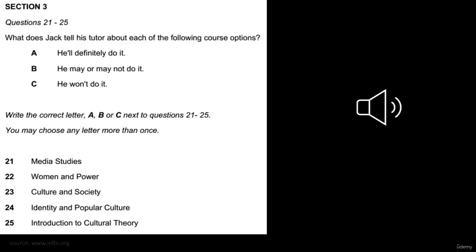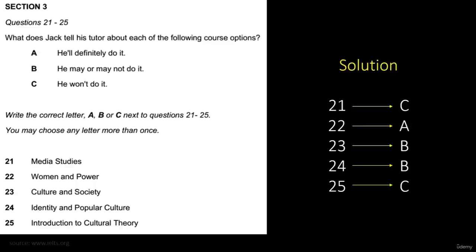Good, we are back. I hope you could find the tricky one because the options are themselves easy to understand but can get confusing at the same time. So the answer for the first one is C, that is 21st. 22nd is A, 23rd is B, 24th is B as well, and 25th is C.